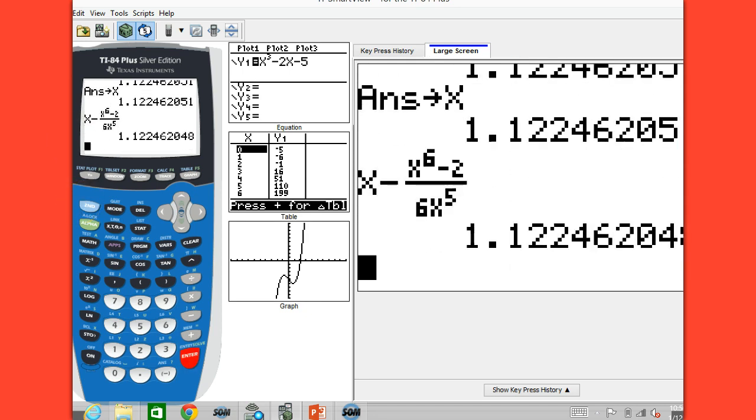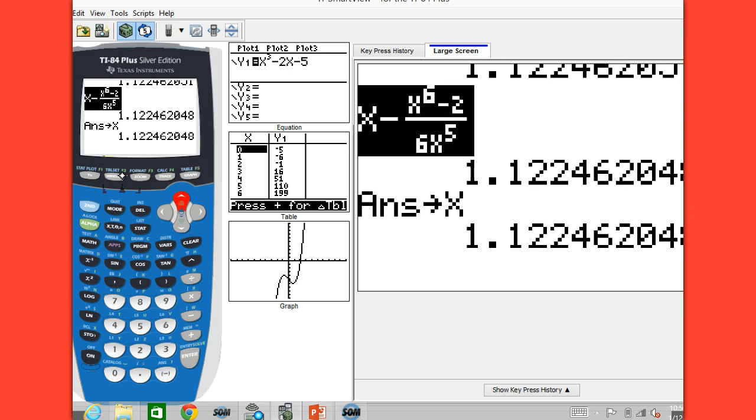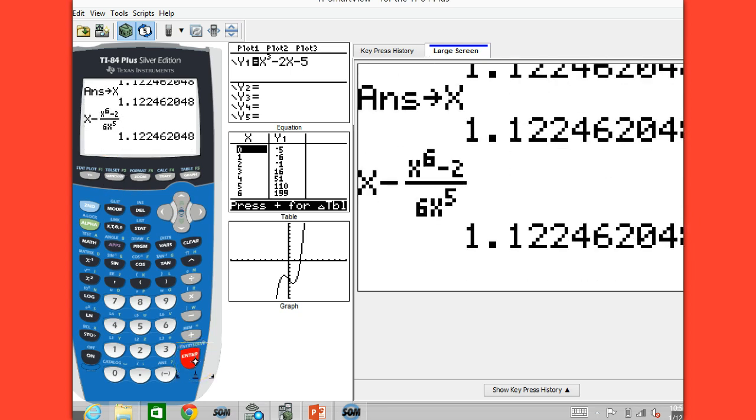Still didn't get the same answer, so we'll store that one to x. And plug that one into our equation. There we go. Finally got the same answer 2 times in a row, so I'm done.